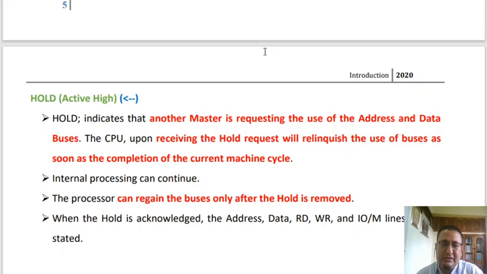So whenever a CPU receives a hold request, it will relinquish the use of the buses as soon as the current machine cycle gets over. But the internal processing continues. The internal processing of the microprocessor continues; it only relinquishes the use of the various system buses. The processor will regain control over the buses after hold is removed. Once the external master relinquishes the buses, the microprocessor can use them again. So the processor can regain the buses only after the hold is removed.